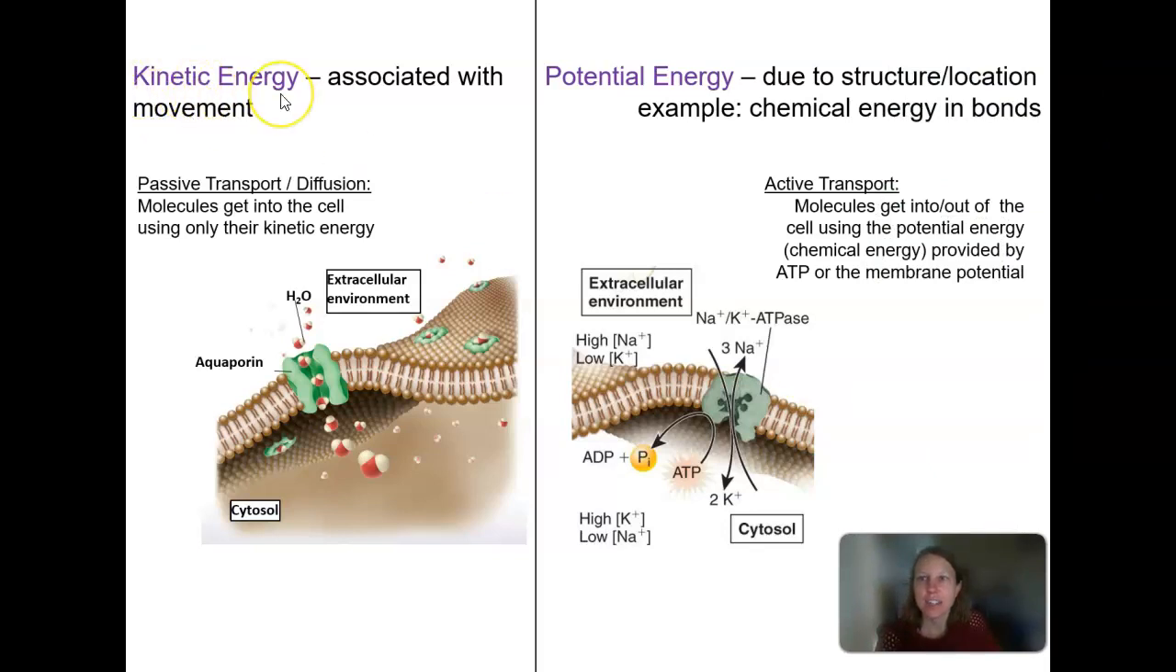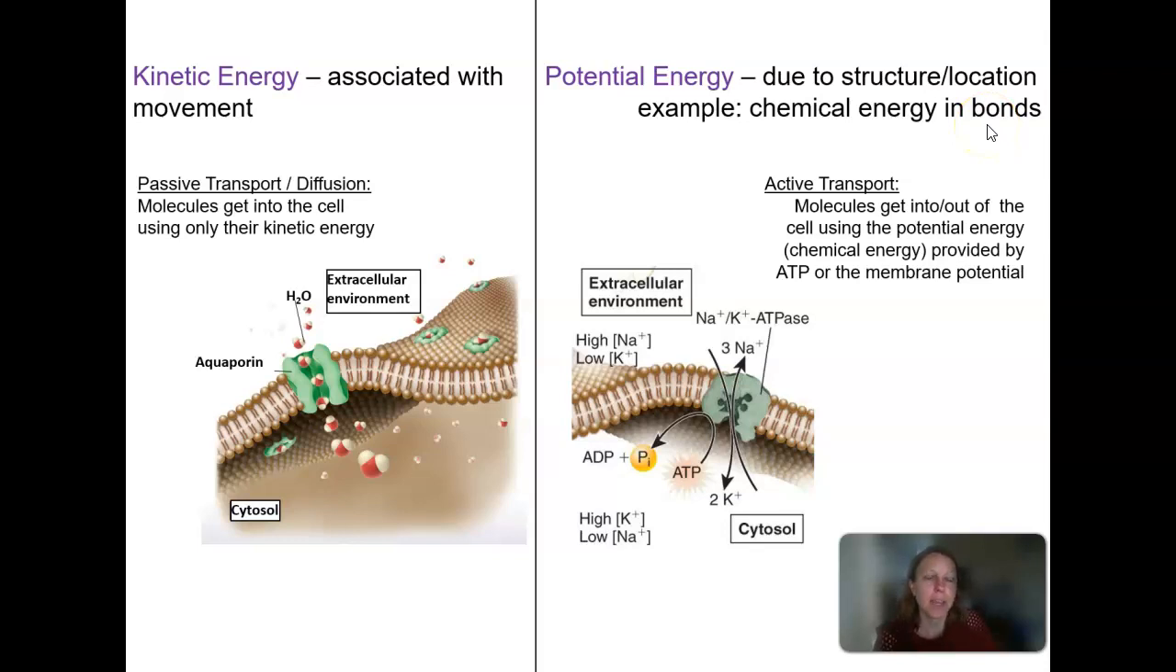So kinetic energy is associated with movement of molecules. So anytime we're talking about passive transport or diffusion, that is because of the inherent kinetic energy of the molecules moving in solution through aquaporin or through the membrane itself. Whereas potential energy is related to the structure or location of these molecules, and the chemical energy in bonds is a great example of that.